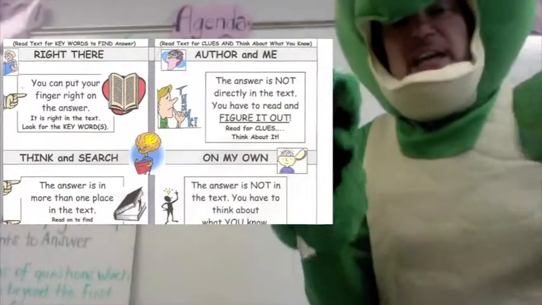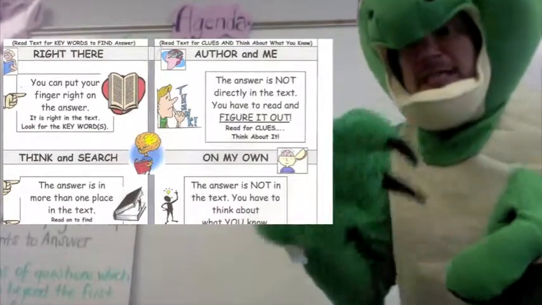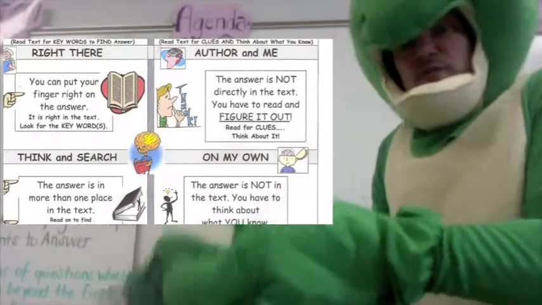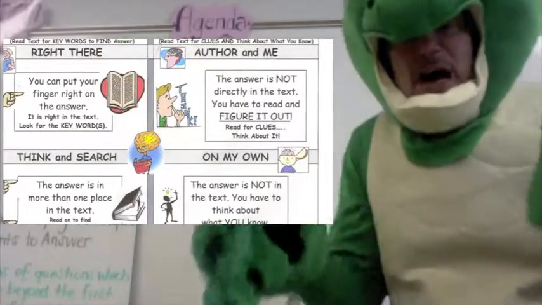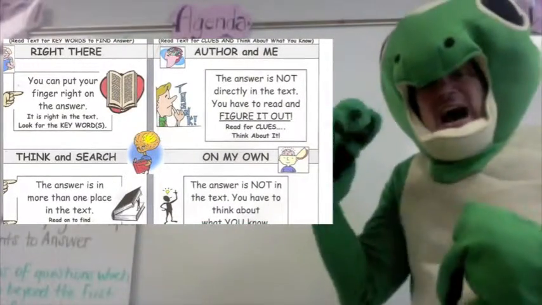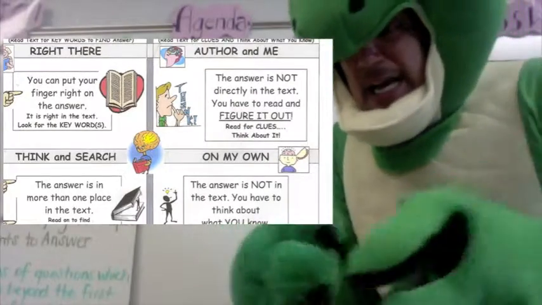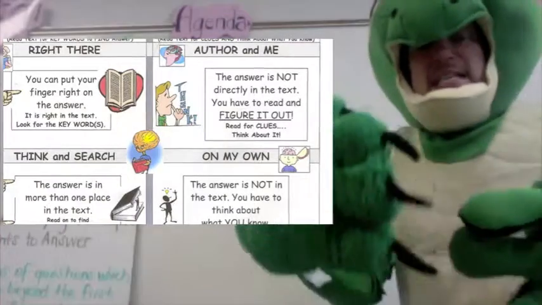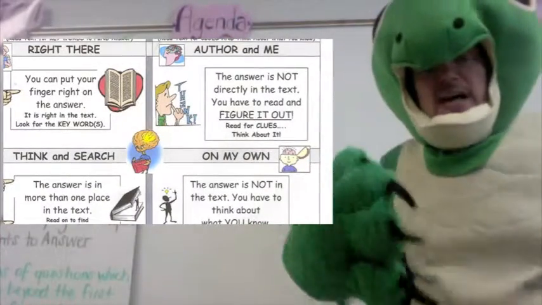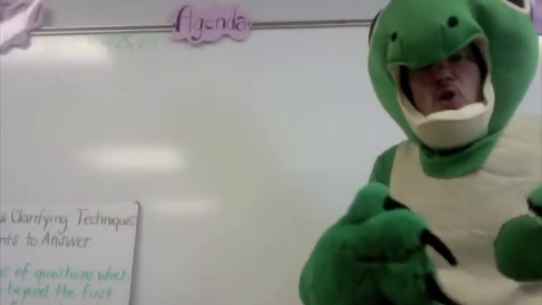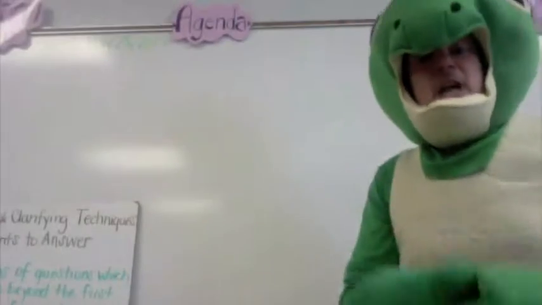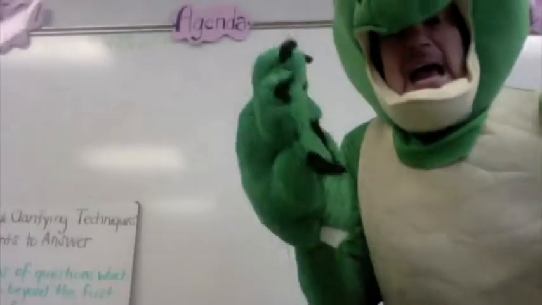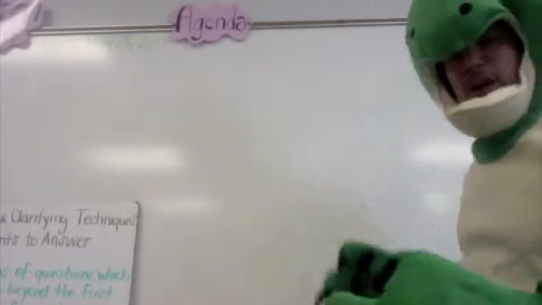Step 3, think and search. We're digging a little bit deeper each time. The answer is just not in one part of the text. You've got to go to several different places to find the answer. And then the highest order, digging the deepest, is on my own, where the students have to relate, have to connect it with prior learning, some sort of concept they've learned, and you can also redirect with justification. Why do you think that? Or how did you come up with that answer? So those are the basic 4 steps of your QAR.